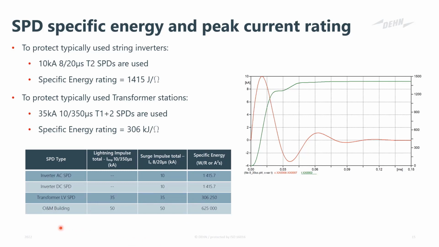And at the O&M buildings and things like that, for example, the standard requirement is 50 kA for lightning level 3, and they can handle up to 625,000 amp squared seconds. So this is what we will look at during our investigation to see if SPDs will be overstressed, as well as the peak values, to make sure SPDs will remain intact after a lightning strike.